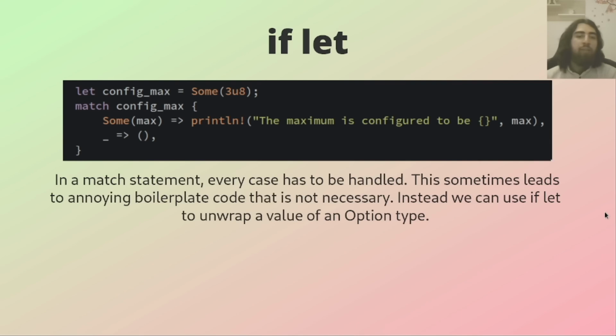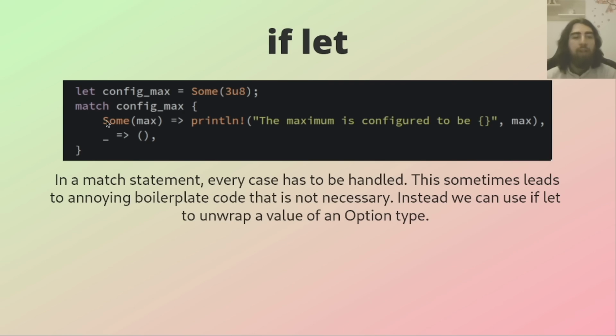Then let's see if let. So I've said that in a match statement, all possible cases have to be handled. And this could sometimes lead to annoying boilerplate code that is not really that necessary. So for example, we have over here an option type, right? A value wrapped inside Some. And then we match this variable over here that holds this option type.